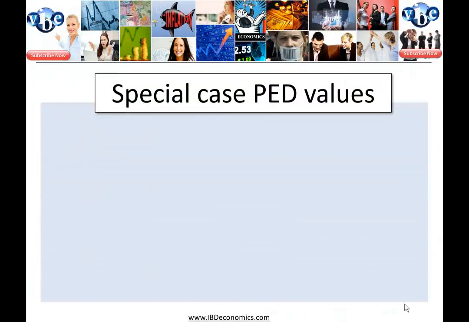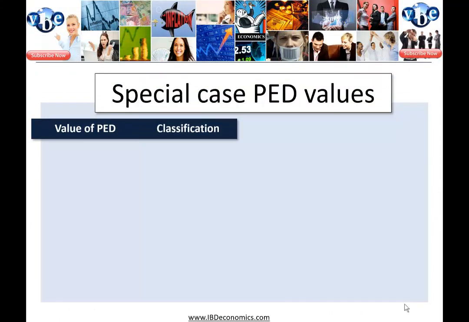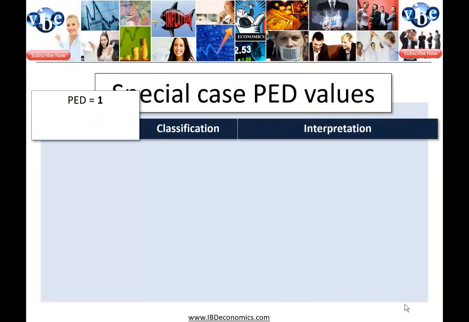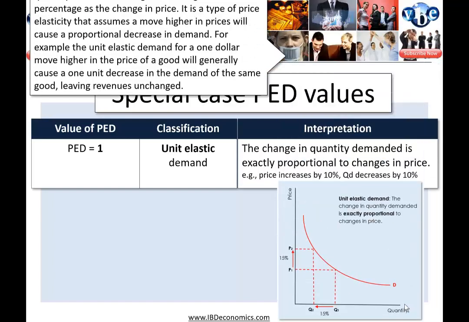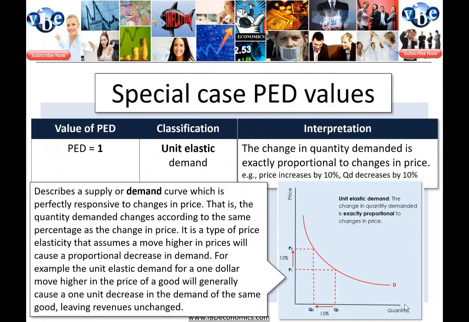Now, there are a few more special case PED values that we'll need to consider here. Sometimes PED equals 1, and we call this unit elastic demand, where the change in quantity demanded is exactly proportional to changes in price. So, for example, price increases by 10%, quantity demanded decreases by 10%. And this results in a sort of curved demand curve here. Unit elastic demand, the change in quantity demanded is exactly proportional to changes in price.